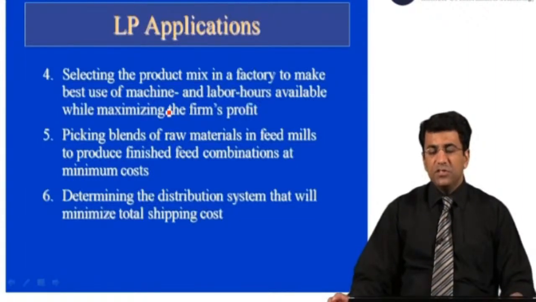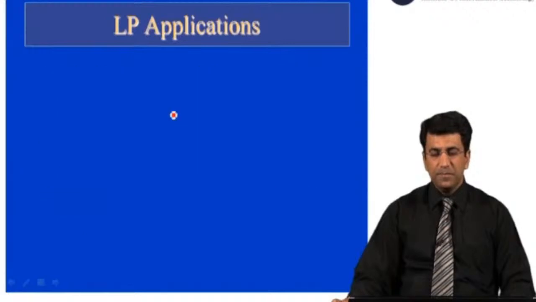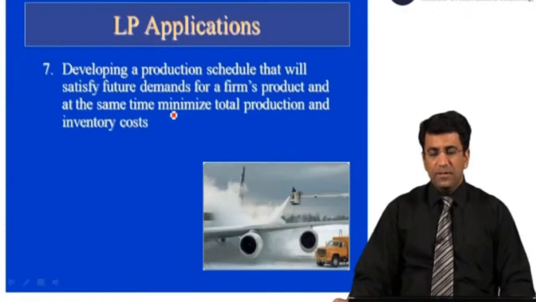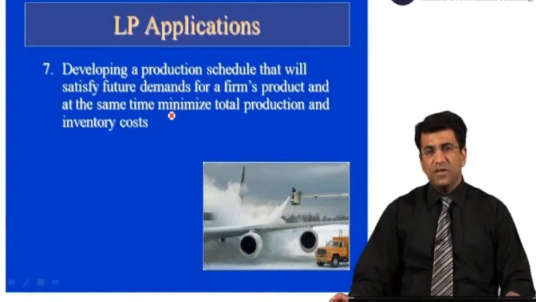Then we can determine the distribution system that will minimize the total shipping cost, as we have discussed in the transportation scenario and in the shipping scenario, where we can minimize the total shipping cost with respect to linear programming methods. Then it helps us to develop a production schedule that will satisfy future demands for a firm's product, and at the same time minimize the total production and inventory cost. So again, we can have some optimum solution for our production as well as for our inventory in order to maximize the profit or in order to minimize the cost.